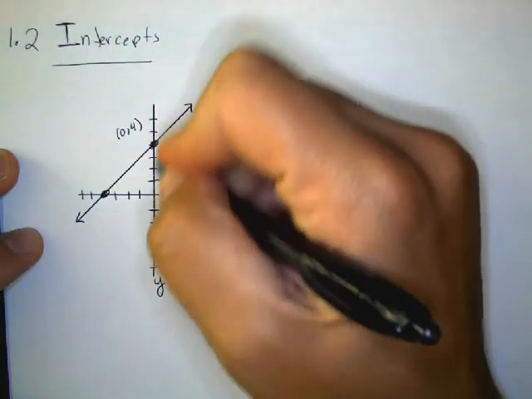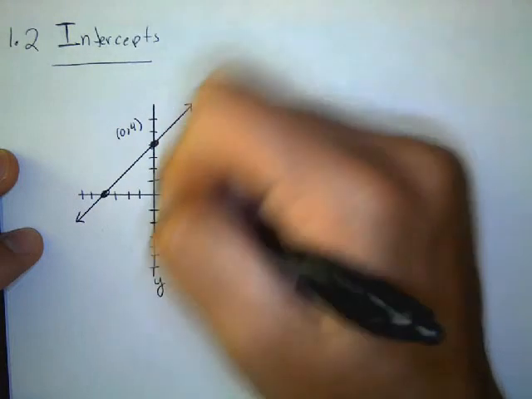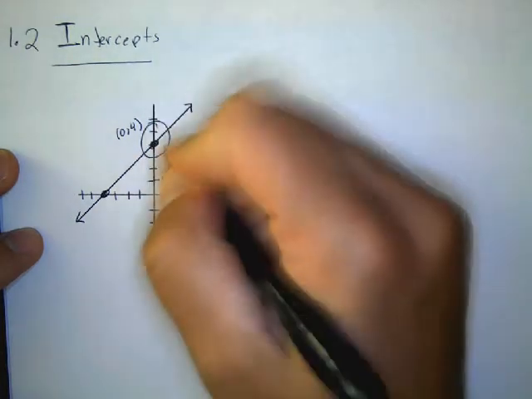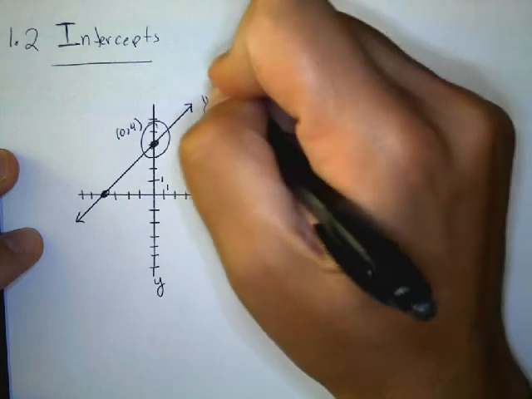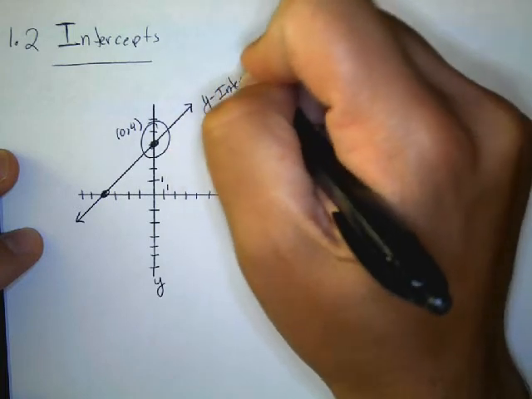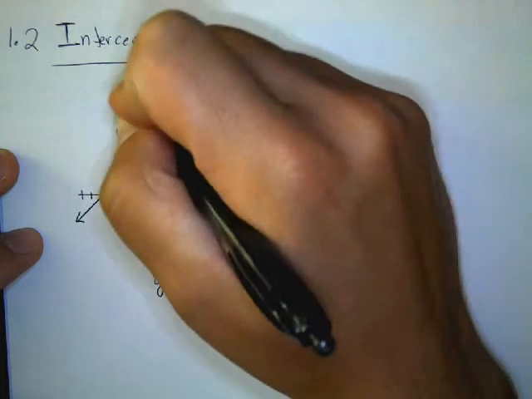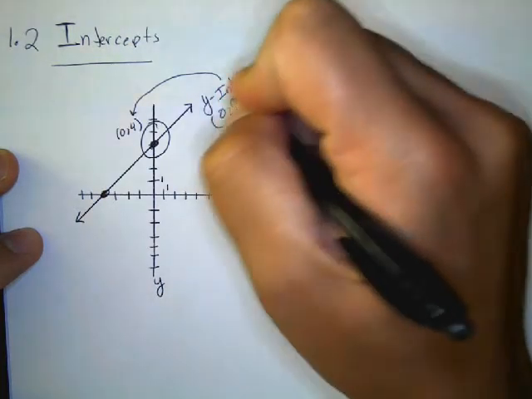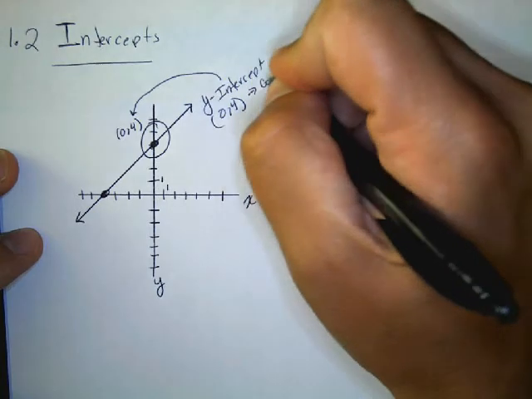Okay? This is our y-axis, and this is where the line crosses the y-axis. So this is considered our y-intercept. The coordinate of the y-intercept is (0, 4). So this would be our coordinate.